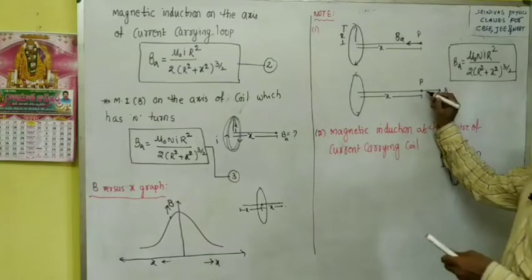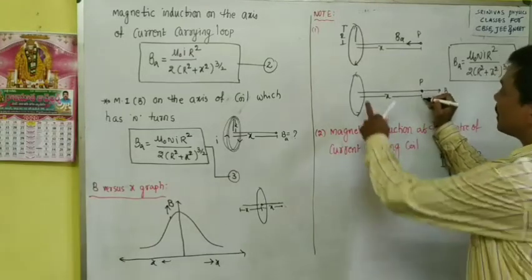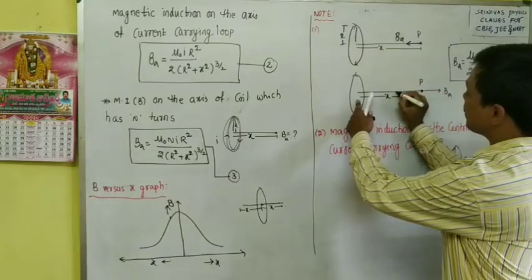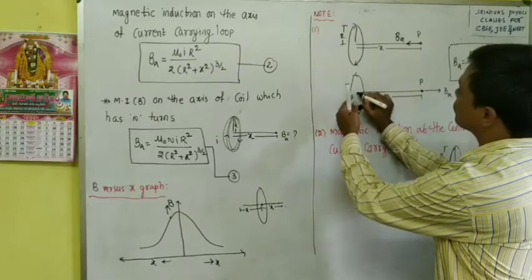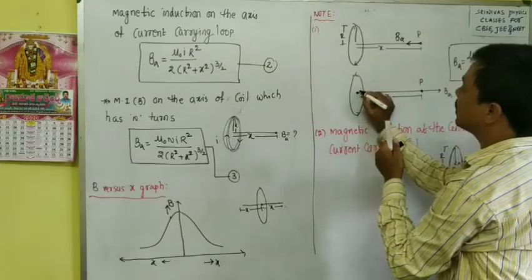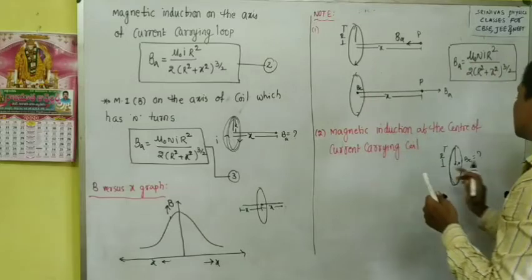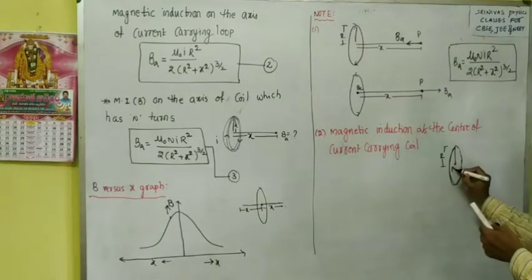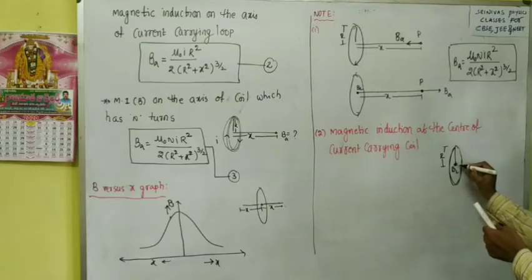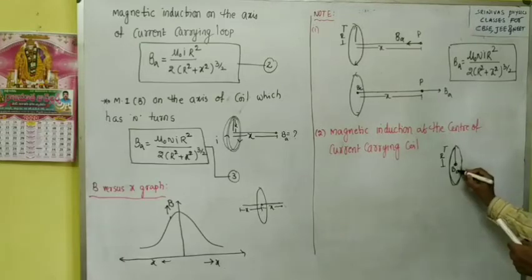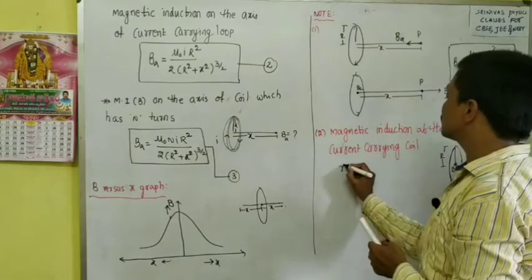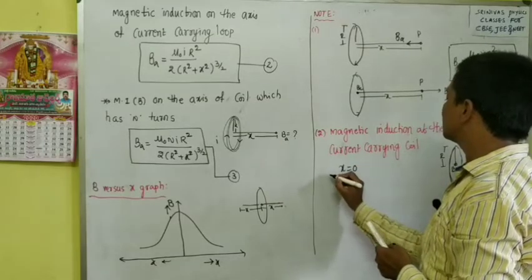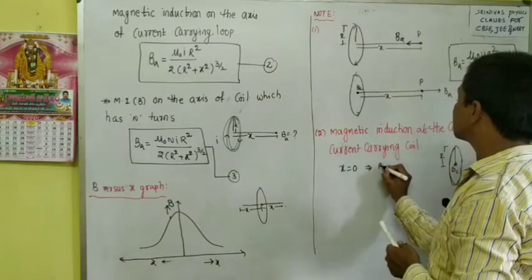On the axis, at some point, there is some x value, but as we move toward the center, the x value decreases. Here you want to find out the B, the magnetic induction at the center, which is BC. How do we find the magnetic induction at the center? We just have to substitute x as 0, and then we will get the magnetic induction at the center.